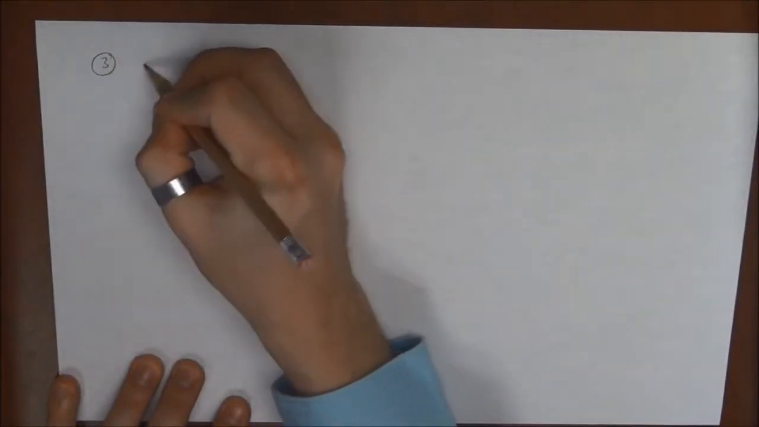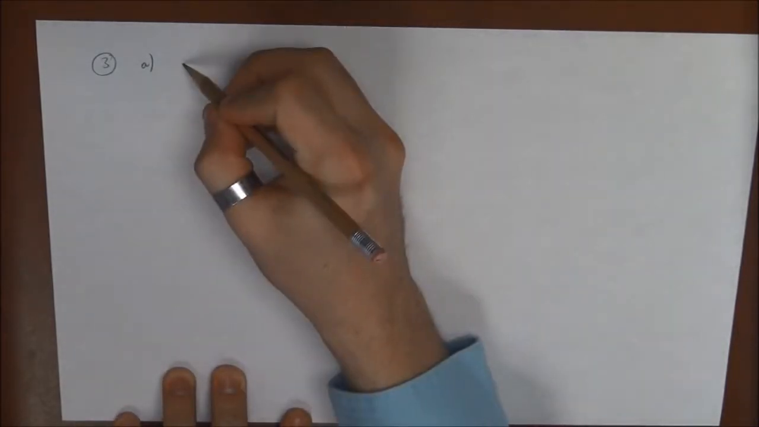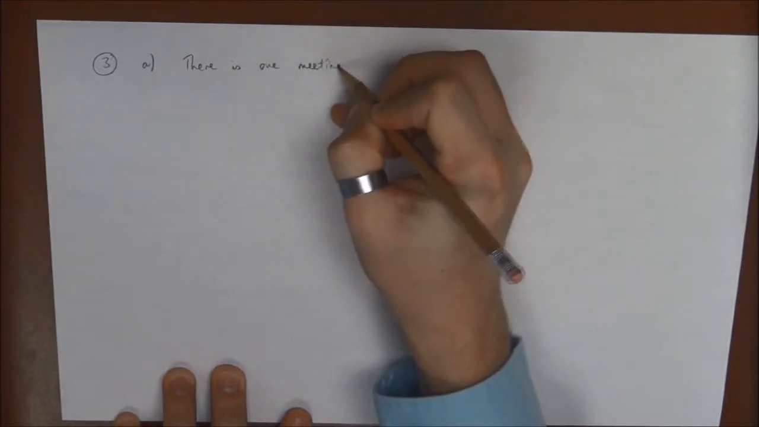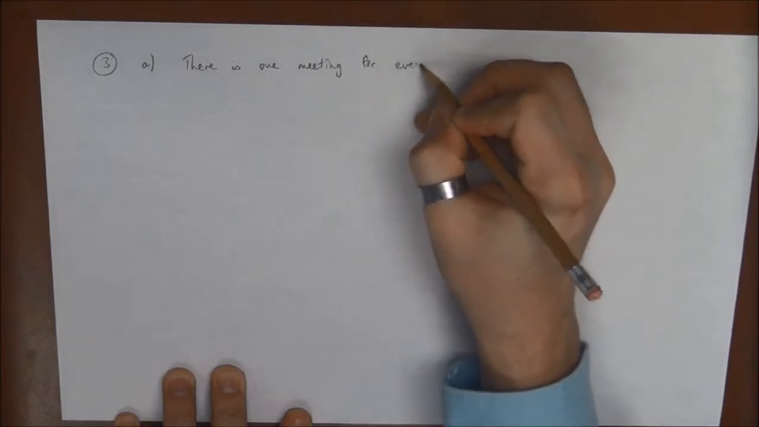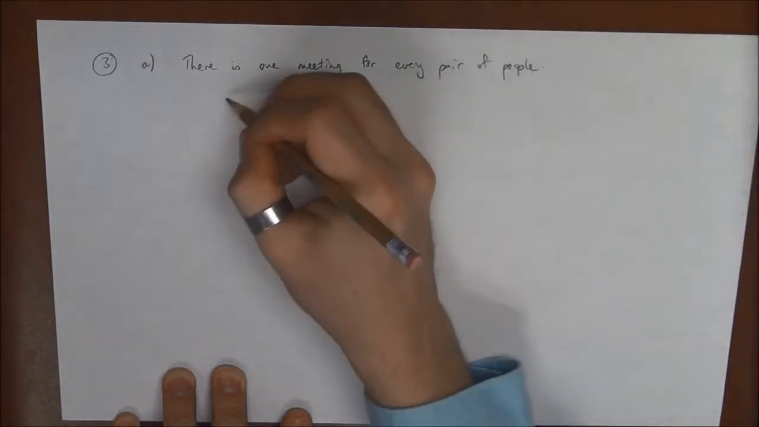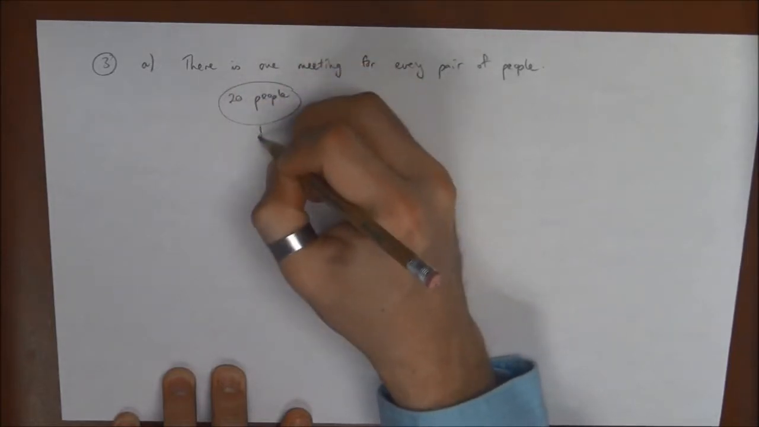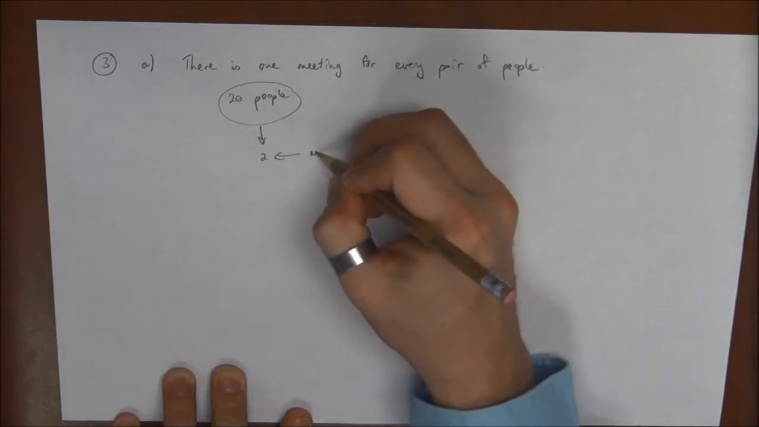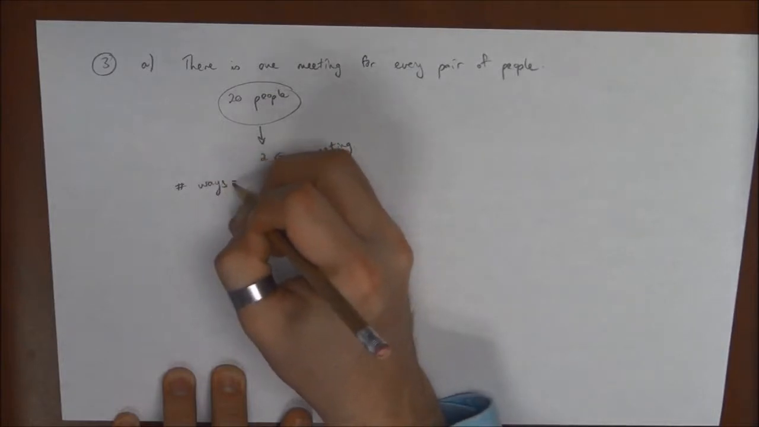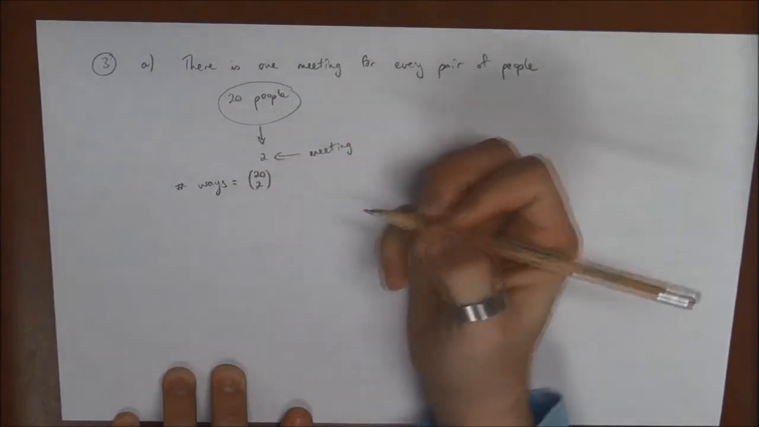So number 3A. The key here is to see that there is one meeting for every pair of people. So you have 20 people in total. You want to select 2 of them, and there is a meeting between them. So the number of ways you can do that is the number of ways you can select 2 people from 20. 20 choose 2.